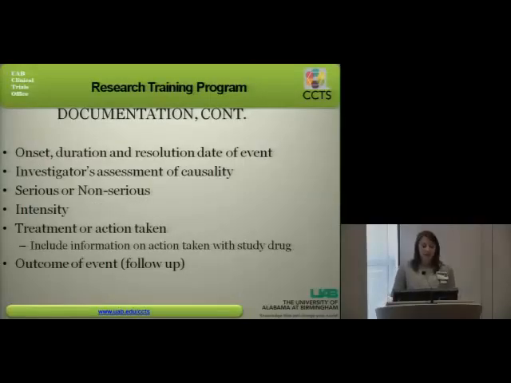Also, with documenting, you want to document the onset, the duration, and the resolution date of the event. You want to document the investigator's assessment of causality, whether the event was serious or non-serious. You want to document the intensity of the event, the treatment or action taken, and you want to include information on action taken with the study drug. It's very important not to forget to document the outcome of the event, and this will require follow-up.